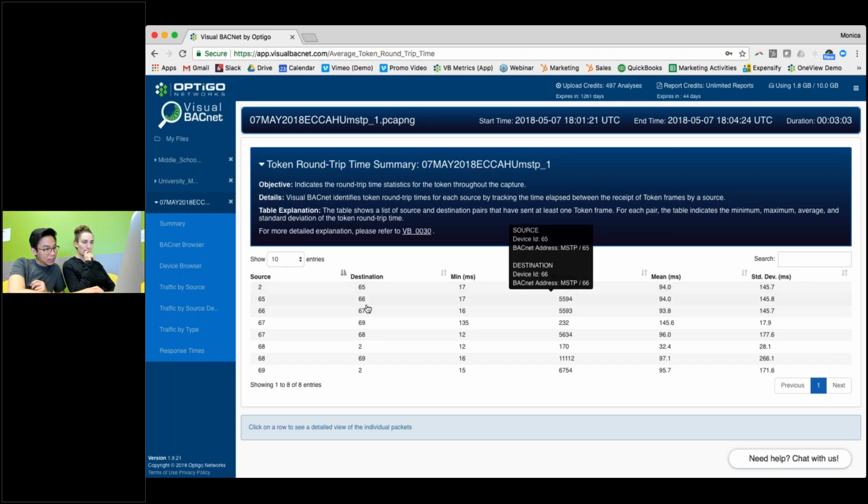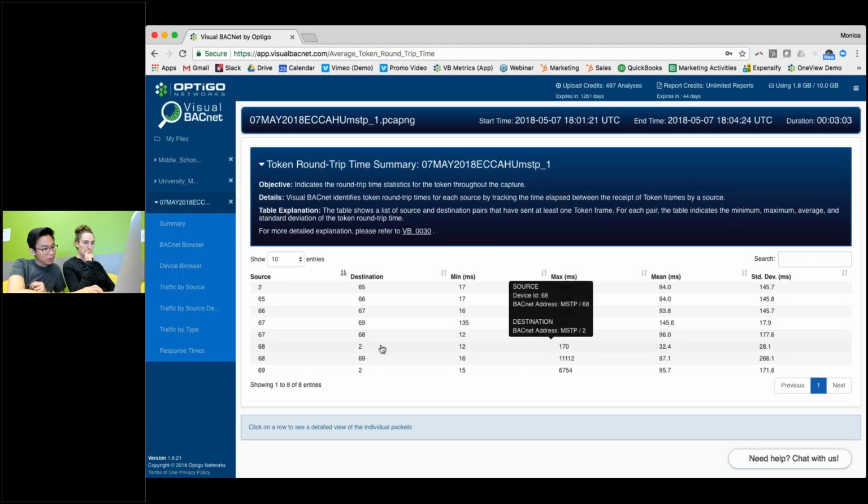So there's 2 cases here where 67 is trying to go to 2 different locations next with the token, and 68 is also trying to go to 2 different destinations. So it looks like at some point, the token was lost from 67 to 68, and that's why 67 started sending to 69. And likely the same with 68 to 69, so it started sending to 2.